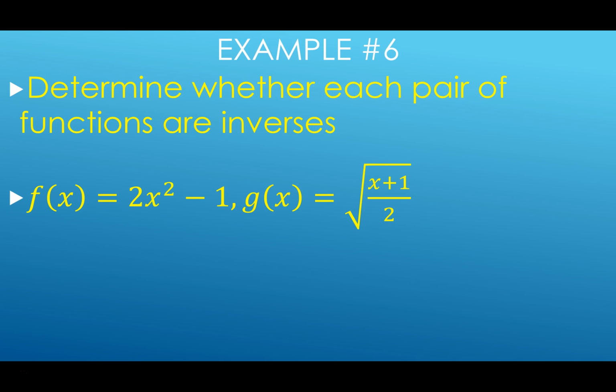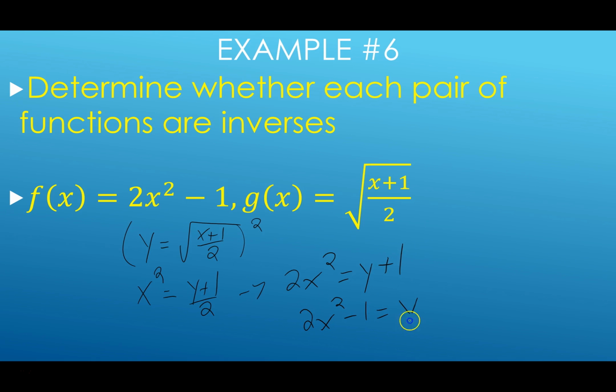Alright, so last one. So I'm just going to use the shortcut for this one instead of doing your f of g, g of f. I'm going to work with g. So g is y equals the square root of x plus 1 over 2. So we have to square both sides to cancel it out, because this then becomes x squared here. I forgot to switch it. My apologies. Y plus 1 over 2. So you multiply by the 2 to make it 2x squared equals y plus 1. Subtract the 1. 2x squared minus 1 equals y. That's the same thing here, so you can say yes.